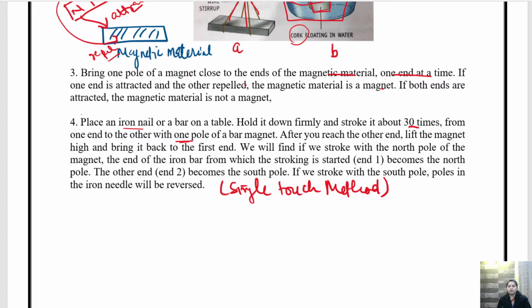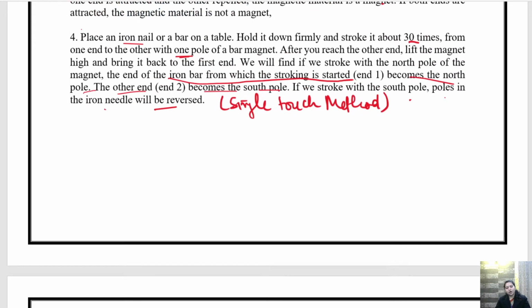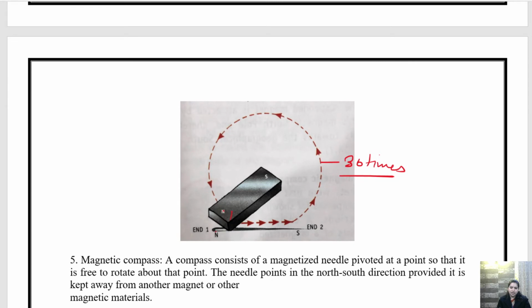You will find if we stroke with the north pole of the magnet, the end of the iron bar from which the stroking has started becomes the north pole and the other becomes the south pole. Okay? If we stroke with the south pole, poles in the needle will be reversed. Okay? अगर हम north pole से stroke कर रहे हैं, then this end will become north and this end will become south. If we are stroking it from the south pole, then this end will become south and this end will become north. Okay? So by this way, this is called the single touch method. By this way, we can convert any substance into a magnet. Okay? So this is the activity.